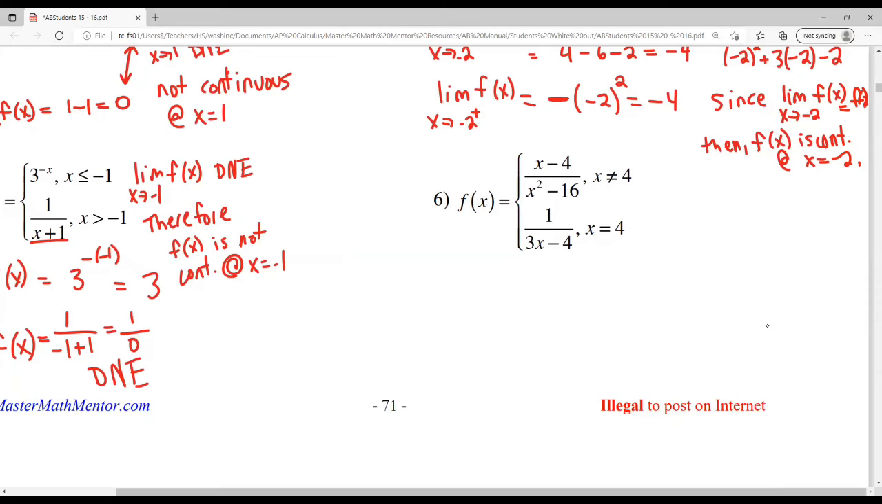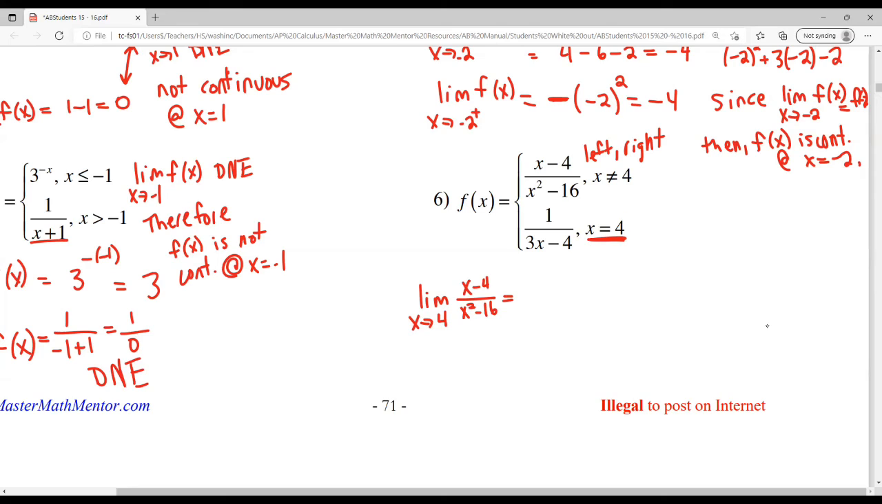X doesn't equal 4. So this is going to be the left and the right-hand side. So we're looking at something where we're going to use this top function for everything, and we're only going to use the bottom function when x equals 4. So we can take the limit as x approaches 4. We don't really need to worry about the left and right-hand side because they're going to be the same this time, of x minus 4 over x squared minus 16.